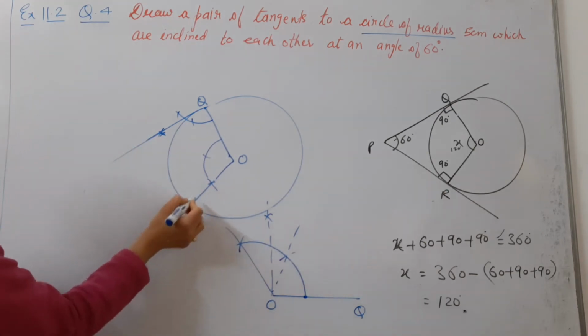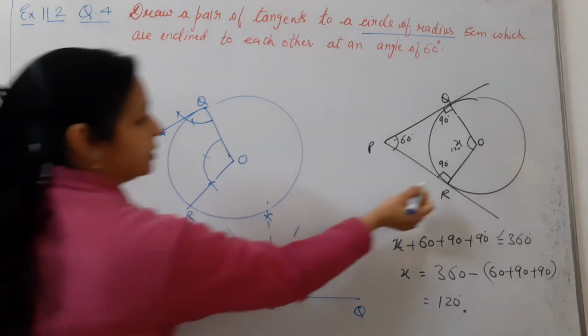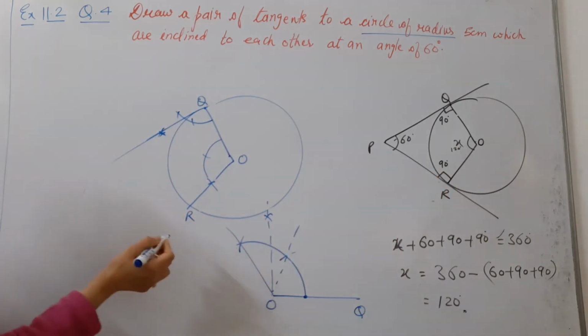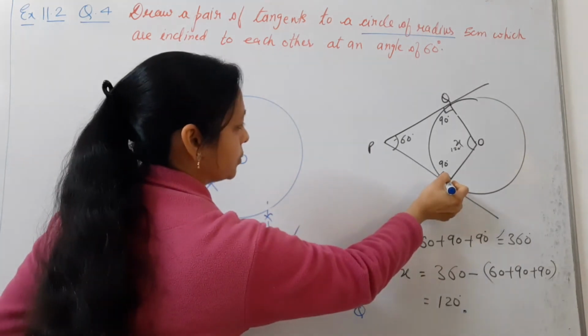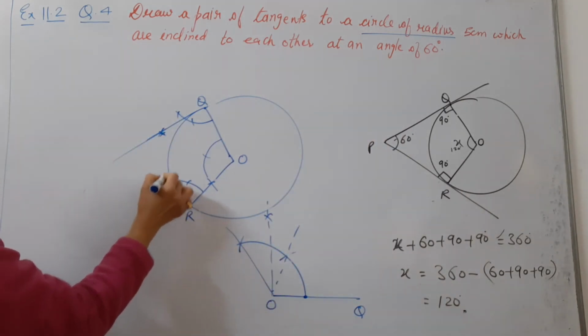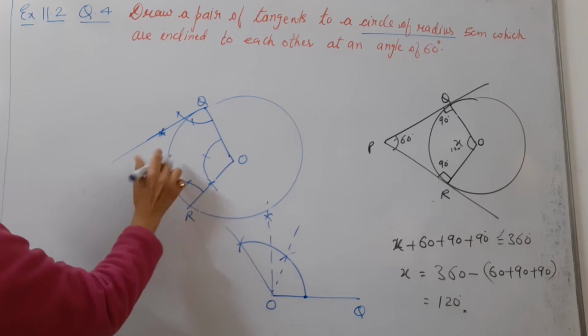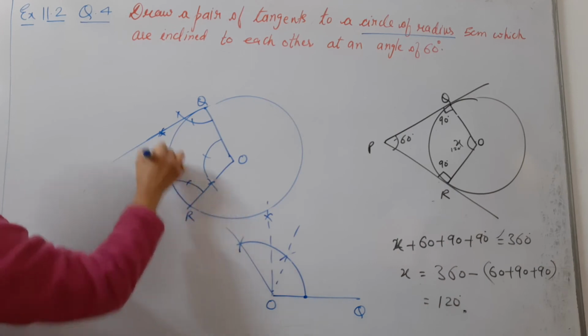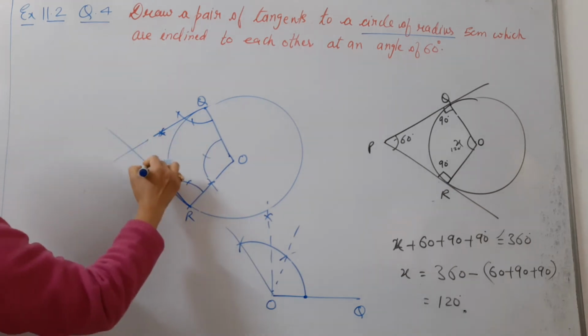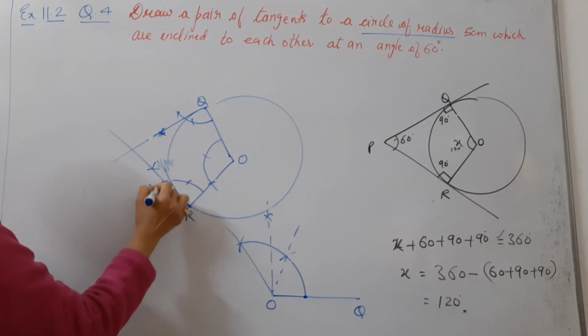And then in the same way you have to construct 90 degrees on OR with R as the point where you have to construct 90 degrees. So we'll take the arc, then the same measures, and we'll join them. Let the point of intersection be this.